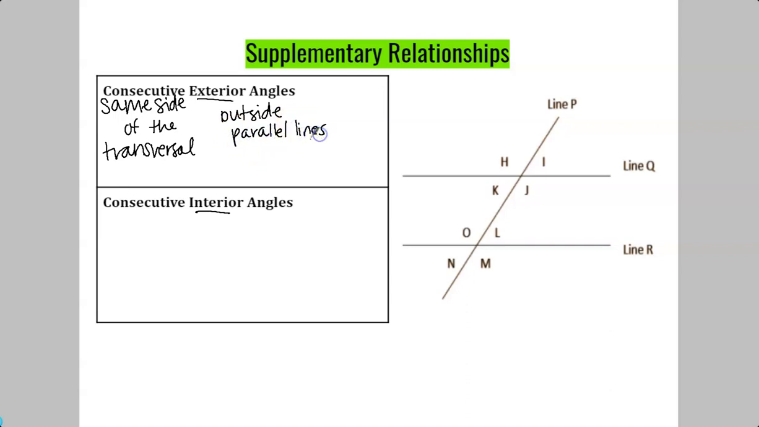Or what letter did I tell you to look for in the shape? I could also help you see it. The Z. So either outside the parallel lines or the Z. But this time, instead of doing alternate sides of the transversal, we're looking on the same side. So let's go ahead and find our transversal here, and let's find our Z. So our Z would be right here again.